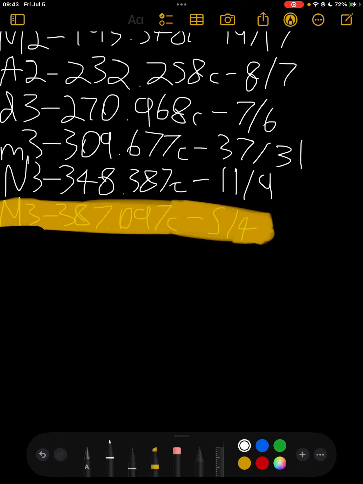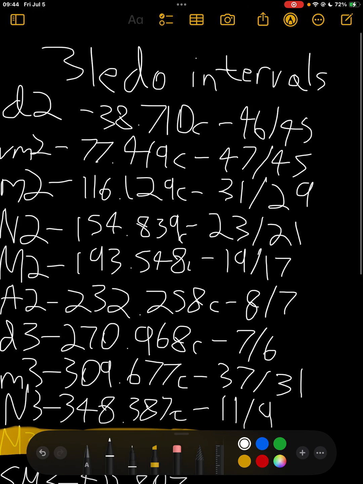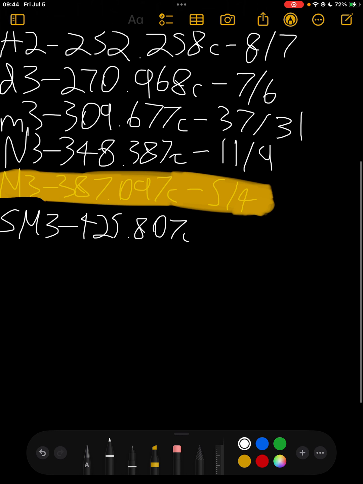After that, we got a super major third at 425.807 cents.